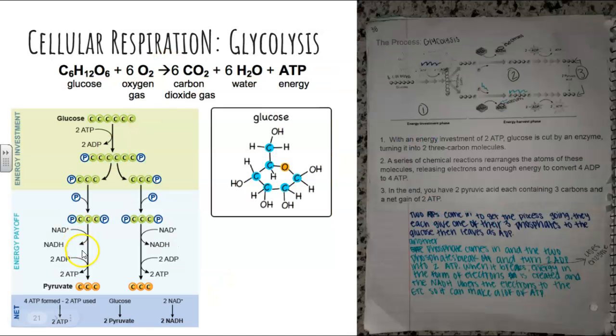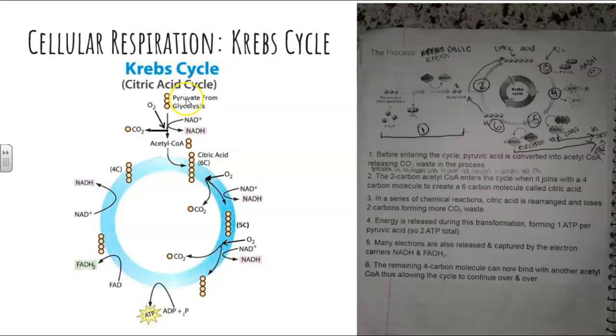Now if you notice, there was 2 of them. Here's a pyruvic acid, here's the other pyruvic acid. And they're going to take turns going through the Krebs cycle. This one will go through, then this one will go through. So here's my pyruvic acids.